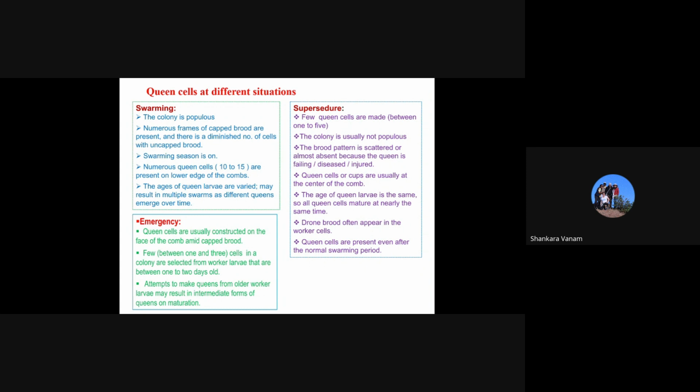Between 1 and 3 cells in the colony are selected for worker larvae that are between 1 to 2 days old. That is, in emergency conditions, when the old queen dies or some accident happens, worker bees select 1 or 2 or 3 cells which are healthy, which are worker larvae with age less than 1 or 2 days.